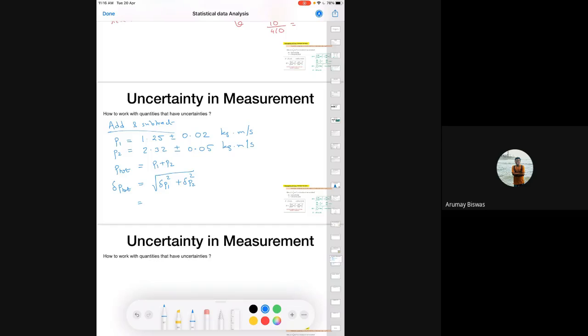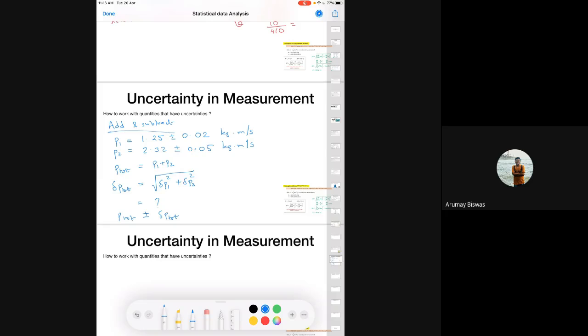So if I have two quantities with some uncertainties and I want to add them up, so that in this example I have taken two momenta, then the error in the sum is the square root of the sum of the squares of the quantities being summed. You can calculate this. So 0.02 squared, 0.0004 plus 0.0025, and then take a square root. And then you can report the P total plus minus delta P total.